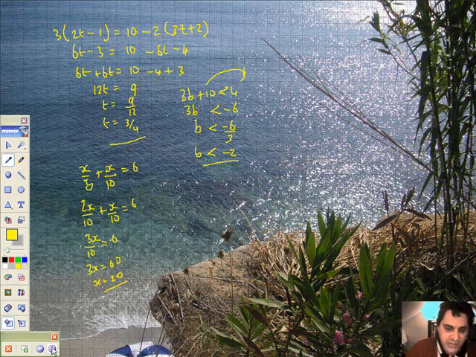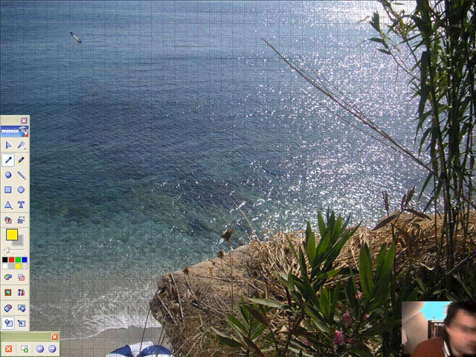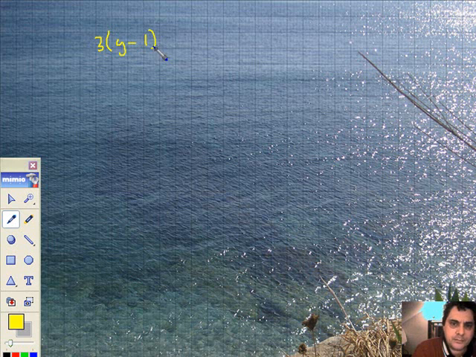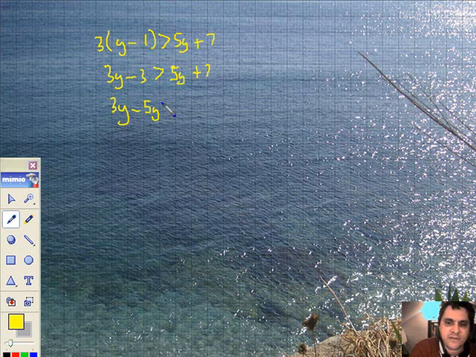I think I'll do question 8 next door. It's a standalone question rated at grade B, so it's worth some respect. 3 open bracket y minus 1 close bracket is greater than 5y plus 7. Multiplying out, 3y minus 3 is greater than 5y plus 7. I get the minuses over here, so 3y, by minuses I mean subtract number 5y, bring it over. Minus 5y is greater than 7 plus the 3. We've got minus 2y is greater than 10.